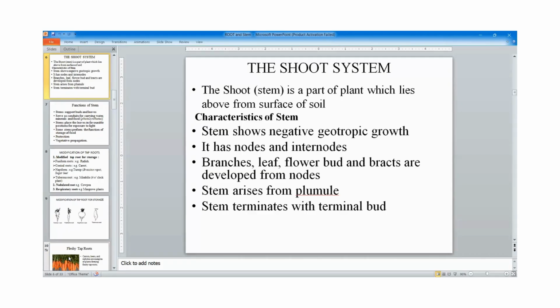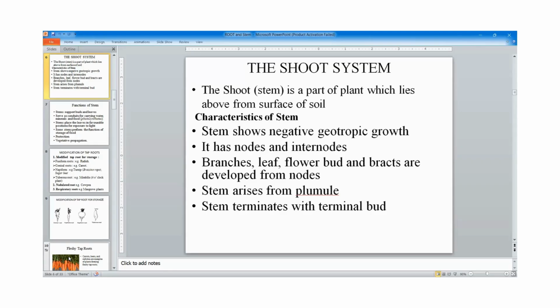Now, the shoot system. The shoot system is the part of the plant which is above the soil surface. These parts hold the stem, the leaves, the fruit, the flowers, the branches.